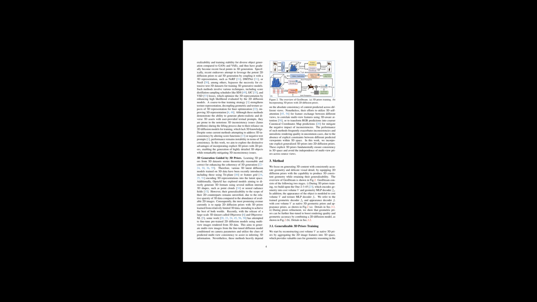The text discusses advancements in the creation of 3D content by combining 2D and 3D generative models. Traditional models like GANs and VAEs have been supplemented with diffusion models to improve the generation of diverse 3D objects. Recent techniques attempt to enhance 3D generation by utilizing strong 2D diffusion priors in conjunction with 3D representations such as NeRF, DMTet, or NeuS. This approach mitigates the need for extensive 3D datasets by using various techniques like score distillation sampling schedules and losses specifically designed for refining 3D representations.